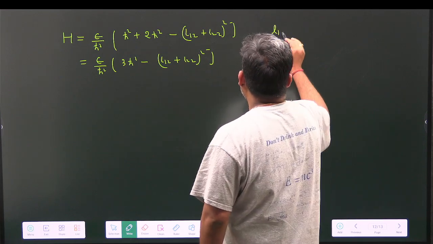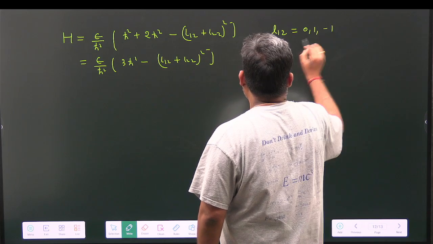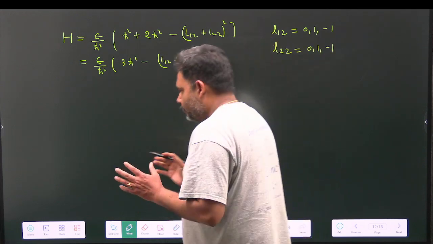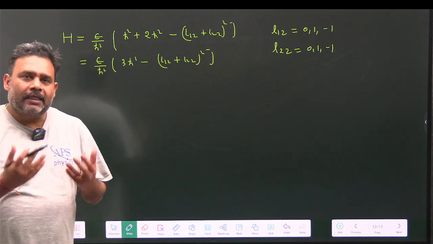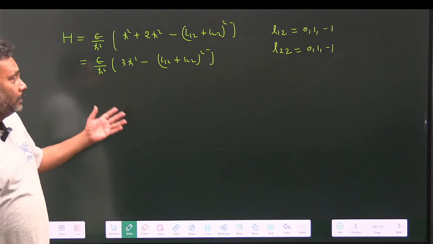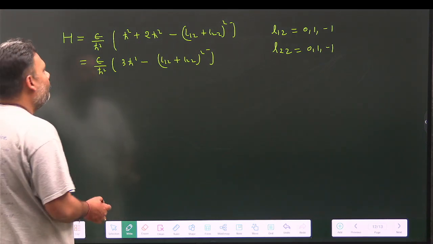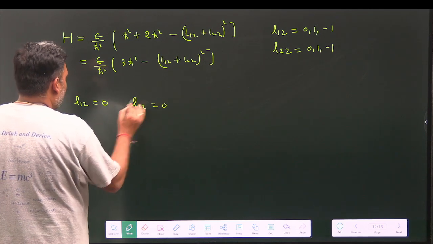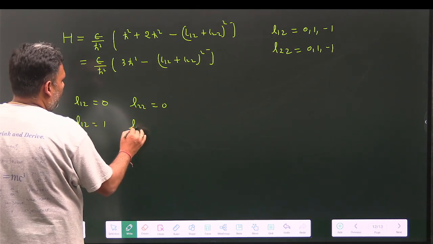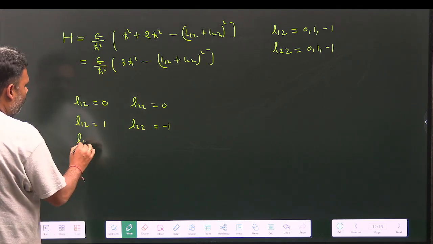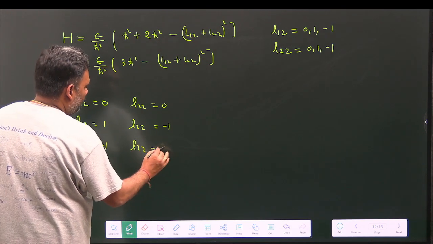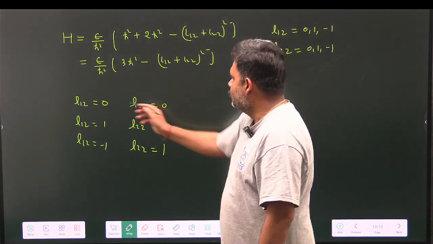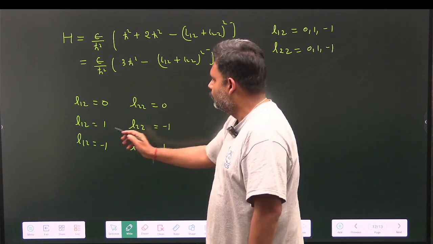What are the possible values of L1Z? 0, 1, minus 1. What are the possible values of L2Z? 0, 1, minus 1. We have to see that for a different set of quantum numbers we can get the same eigenvalue. So this is really a degenerate state. Let's try the first case: L1Z equal to 0, L2Z equal to 0; L1Z equal to 1, L2Z equal to minus 1; L1Z equal to minus 1, L2Z equal to 1. For all these quantum numbers, this value will remain the same: 0 plus 0, 0; 1 minus 1, 0; minus 1 plus 1, 0.